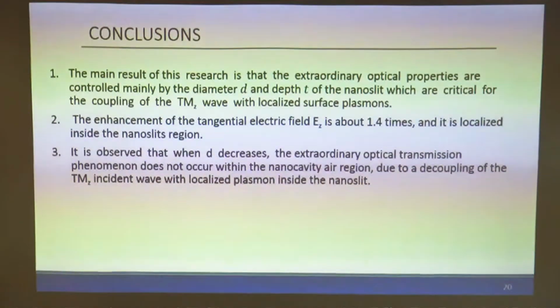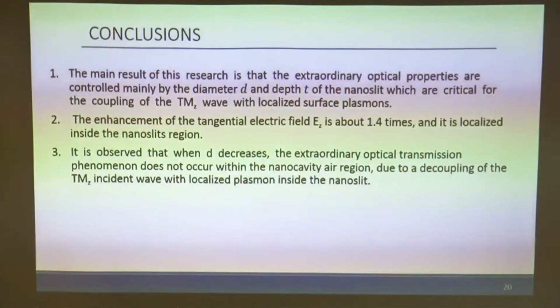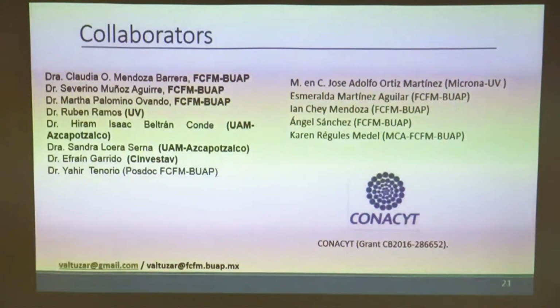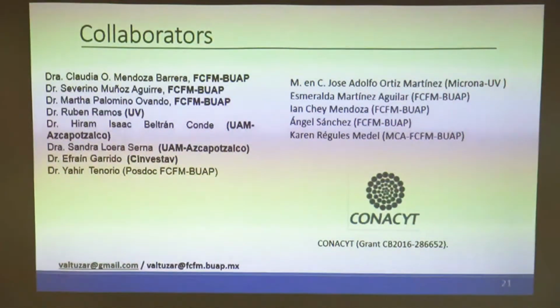And also, it's observed that when D increases, the extraordinary optical transmission phenomenon doesn't occur within the nanocavity region due to the coupling of the TM mode with the localized plasmon inside the nanoslits. So let me finish with my collaborators and some students that were involved in this work, but this is only part of the simulation, but actually we are working with plasmonic biosensing and with a sensor application in the lab. So thank you very much.